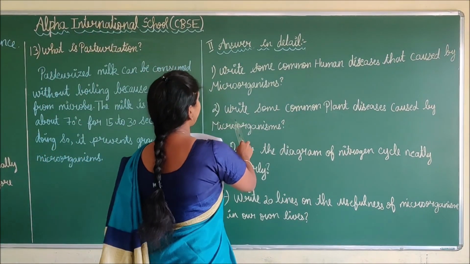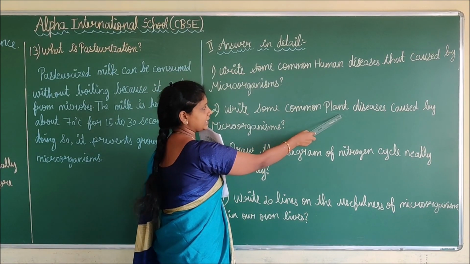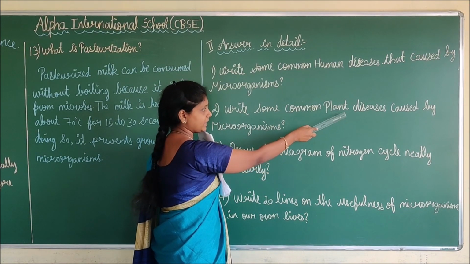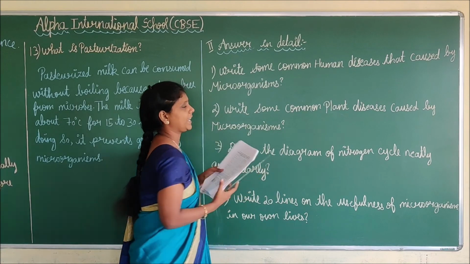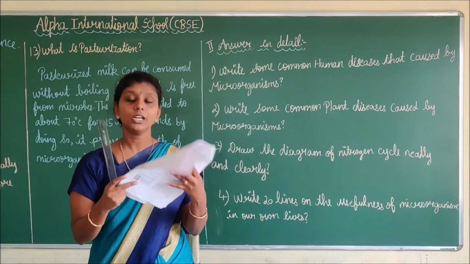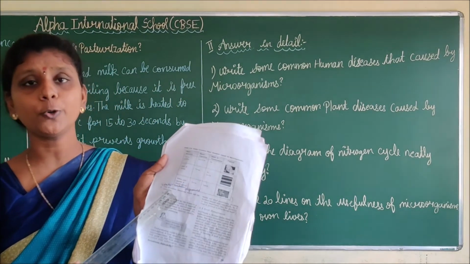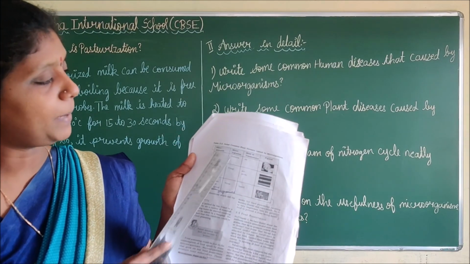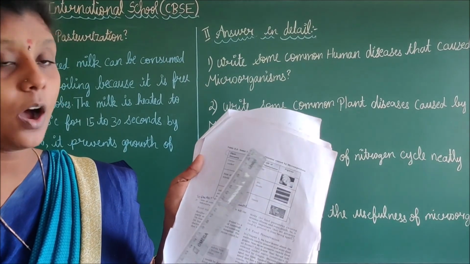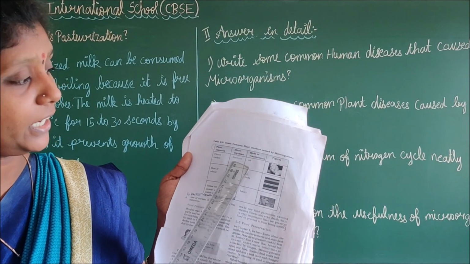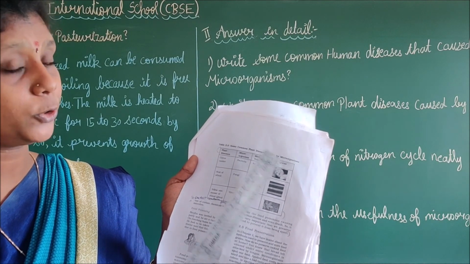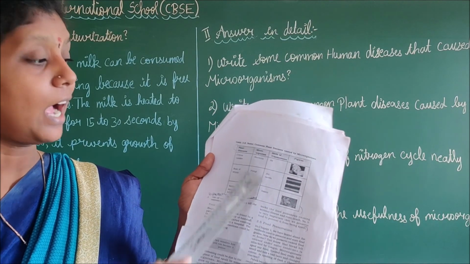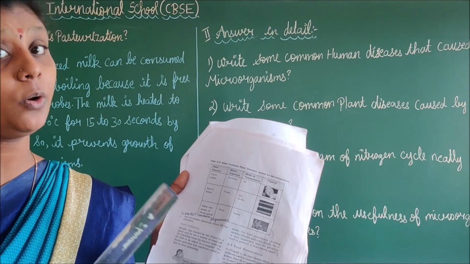Next, write some common plant diseases caused by microorganisms. It is on page number 25. Is it visible to you? See here, a plant disease, citrus canker. How is it caused? It is caused by a bacterium. And how does it spread? It spreads through air. Likewise, you should write five. Okay, you should write on your own.